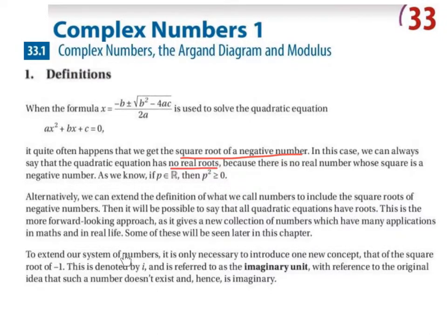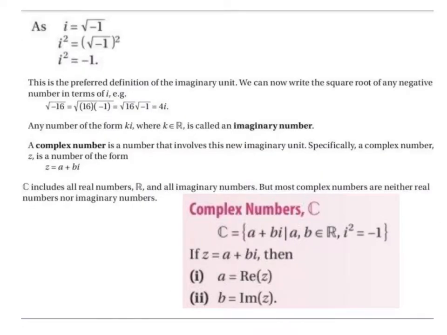To extend our system of numbers, it is only necessary to introduce one new concept, that of the square root of minus 1. This is denoted by the letter i, and is referred to as the imaginary unit, with reference to the original idea that such a number doesn't exist and hence is imaginary. So if i is equal to the square root of minus 1, if we square both sides, then the root and the squared cancel, and we're left with i squared is equal to minus 1. This is the preferred definition of the imaginary unit.